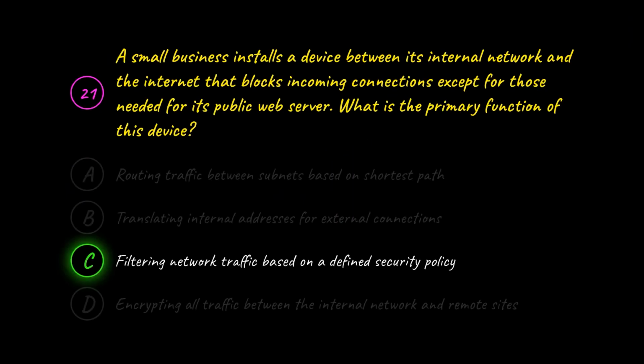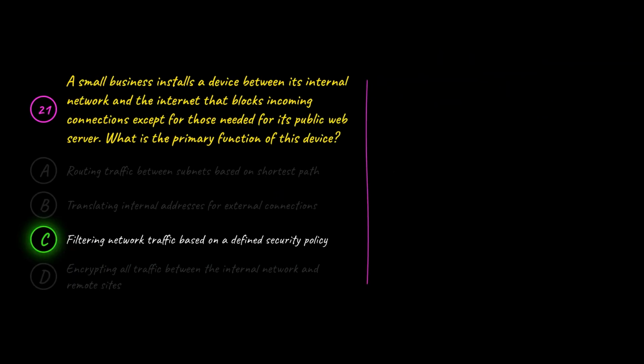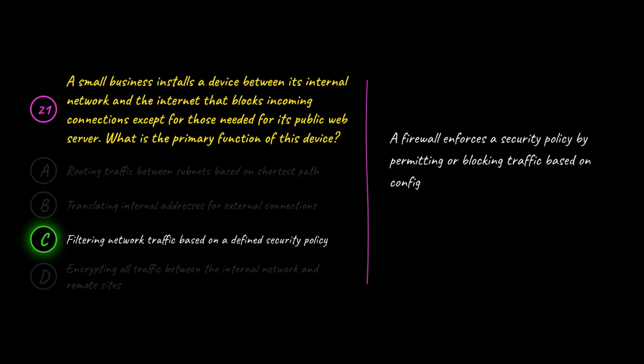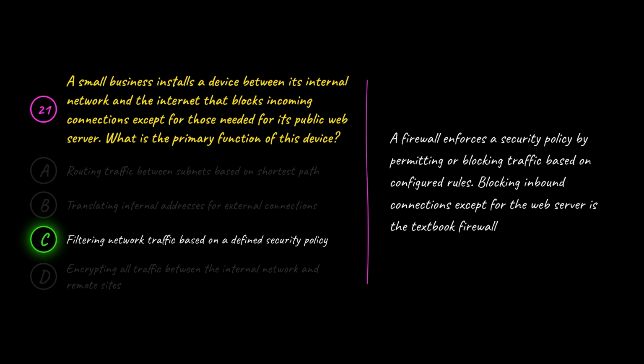The correct answer is C. Filtering network traffic based on a defined security policy. C is correct because a firewall enforces a security policy by permitting or blocking traffic based on configured rules. Blocking inbound connections except for the web server is the textbook firewall function.